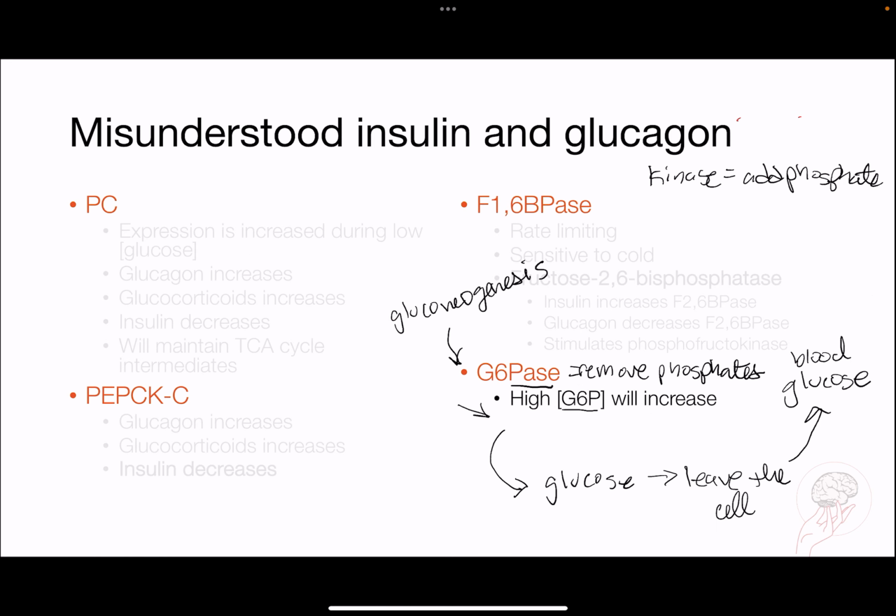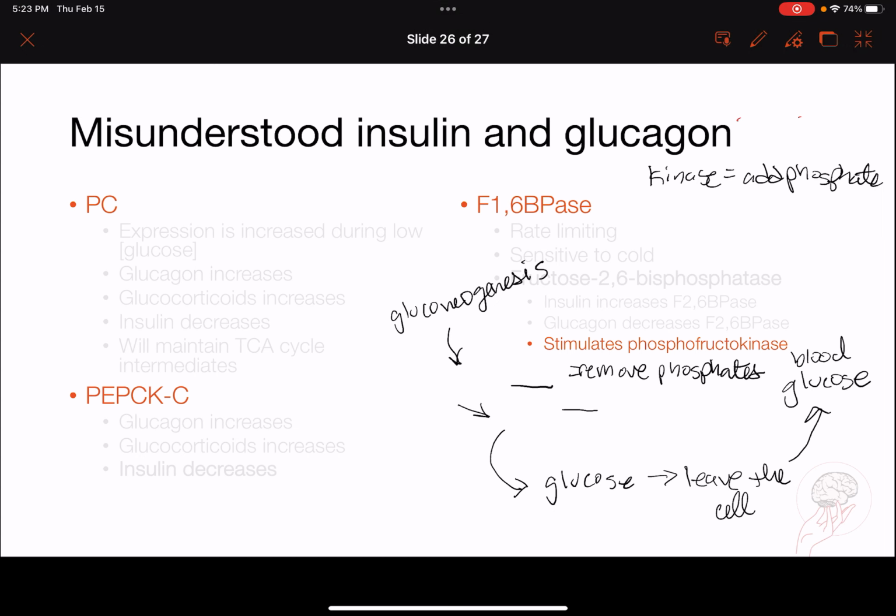Oops. No, come on. I should have erased this initially.